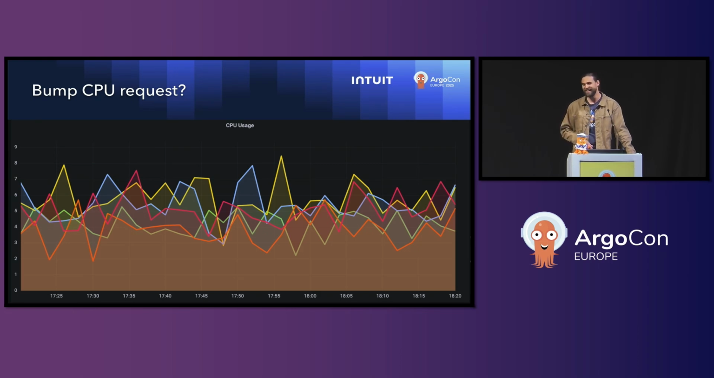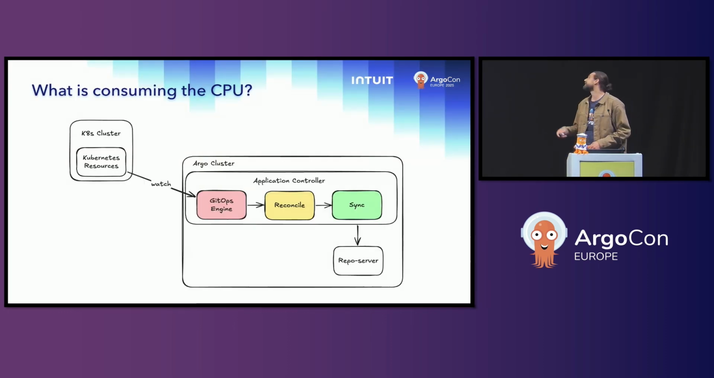Or you can investigate: why is the CPU that high? Is Argo supposed to be like this? So yeah, sorry about the light, but let's try to understand where the CPU is consumed.